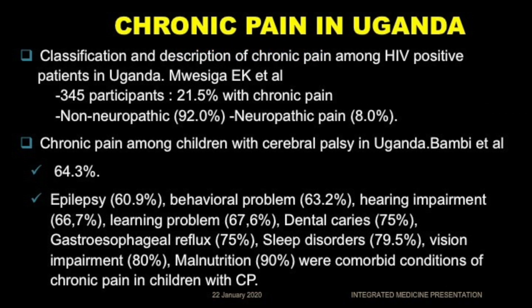So how much chronic pain do we have in Uganda? It's quite prevalent. Dr. Mwesiga found that 21% of patients who had HIV had chronic pain, and most of it was non-neuropathic. And also they found that in sicklers, 64.3% had pain, and this is it's children with cerebral palsy, and they had lots of other comorbidities around the pain. So it's not just the physical aspect of the pain, but the different comorbidities which may affect the social and psychological aspects that contribute to the pain.